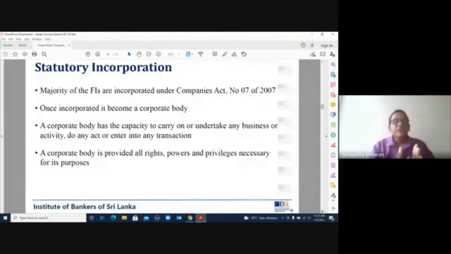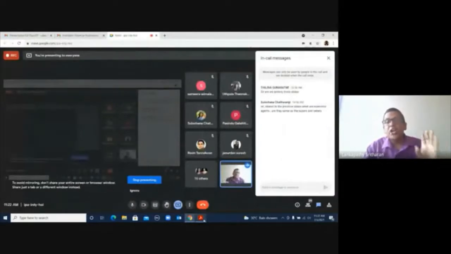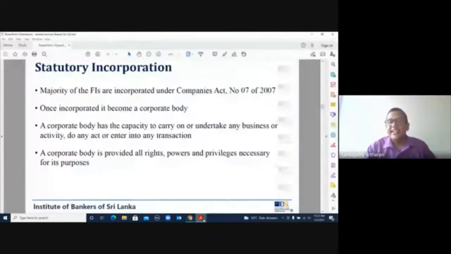So the majority of the financial institutions are incorporated under Companies Act number 7 of 2007. Once incorporated, it becomes a corporate body. Here I use the words 'the majority of the financial institutions', so it is understandable that there are some institutions which are not incorporated under the Companies Act. What are those financial institutions? Can you all give an example? One or two financial institutions which are not incorporated under the Companies Act but under a special act. Any idea?